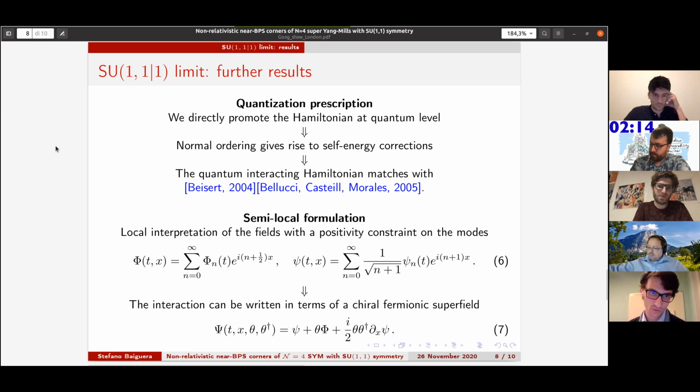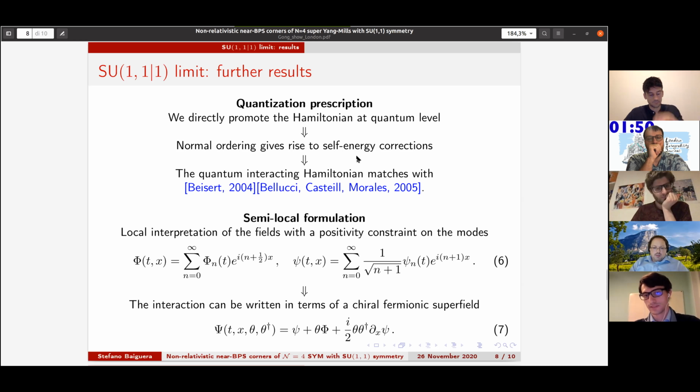Now, to conclude this talk, I will give you two results that I will not have the time to show, but which are found in the paper and can be shown explicitly. The quantization prescription consists, as I said, of a prescription to quantize this classical Hamiltonian. Here we directly promote the Hamiltonian to the quantum level, which allows, by computing normal ordering and giving rise to self-energy corrections, to match the quantum Hamiltonian with the previous result from the literature found following the other method.